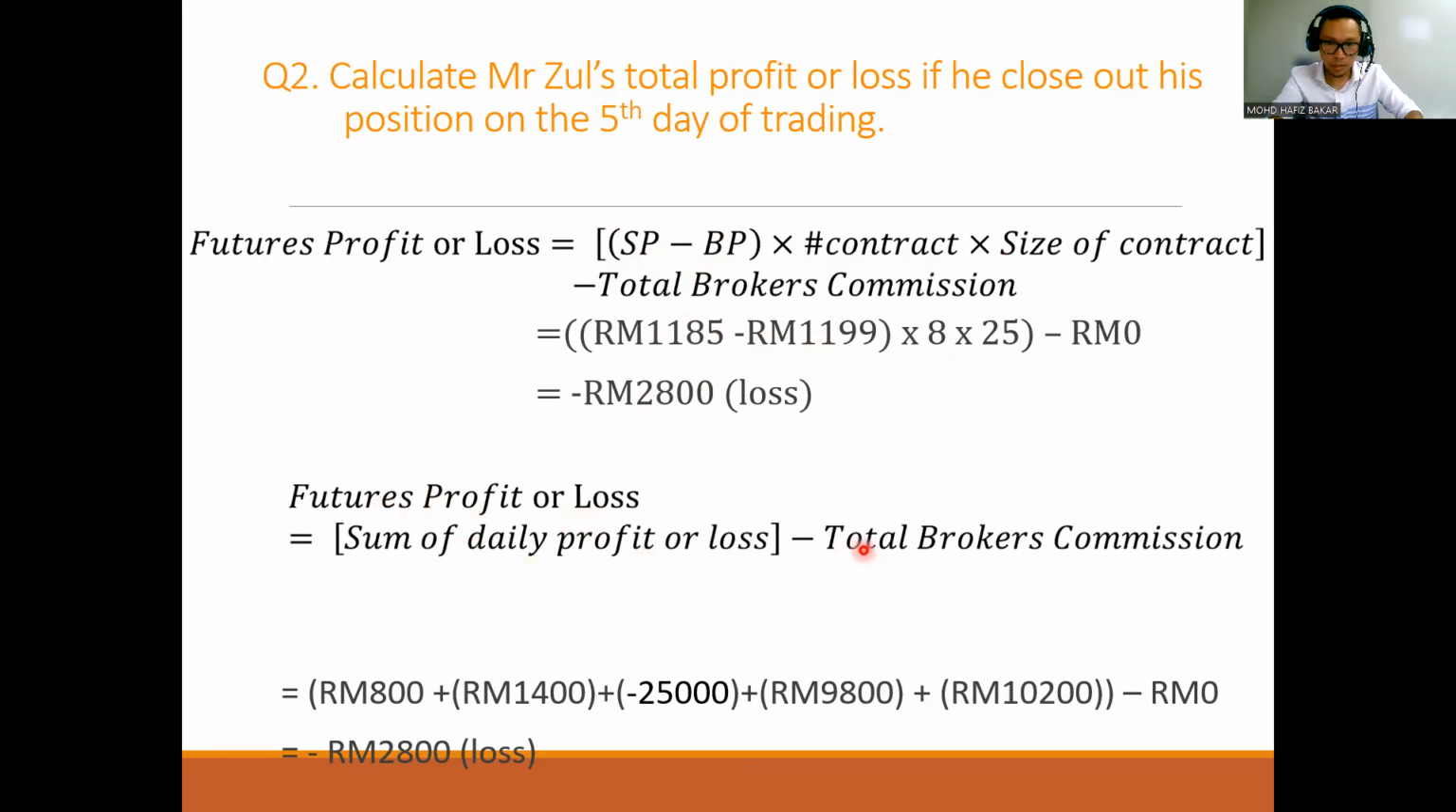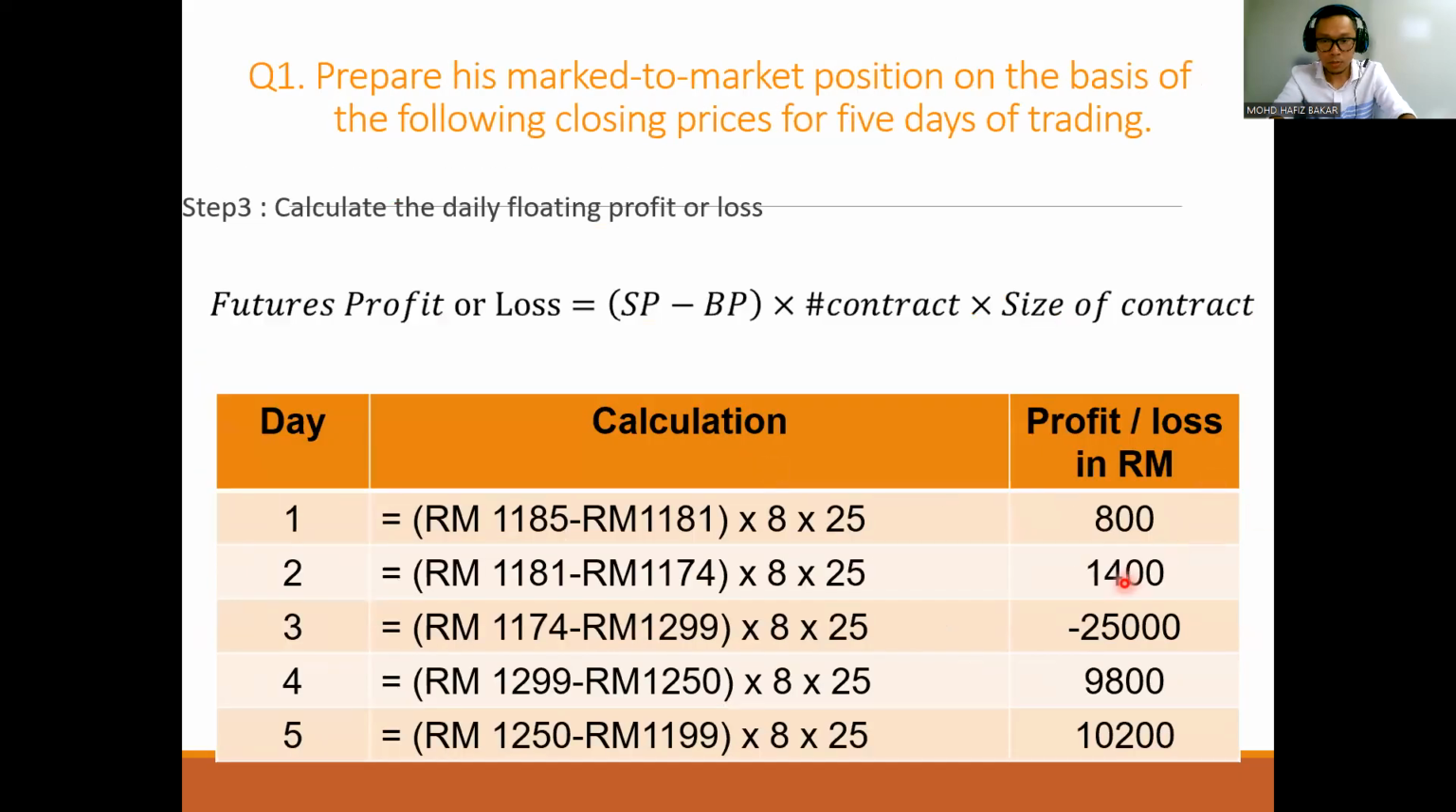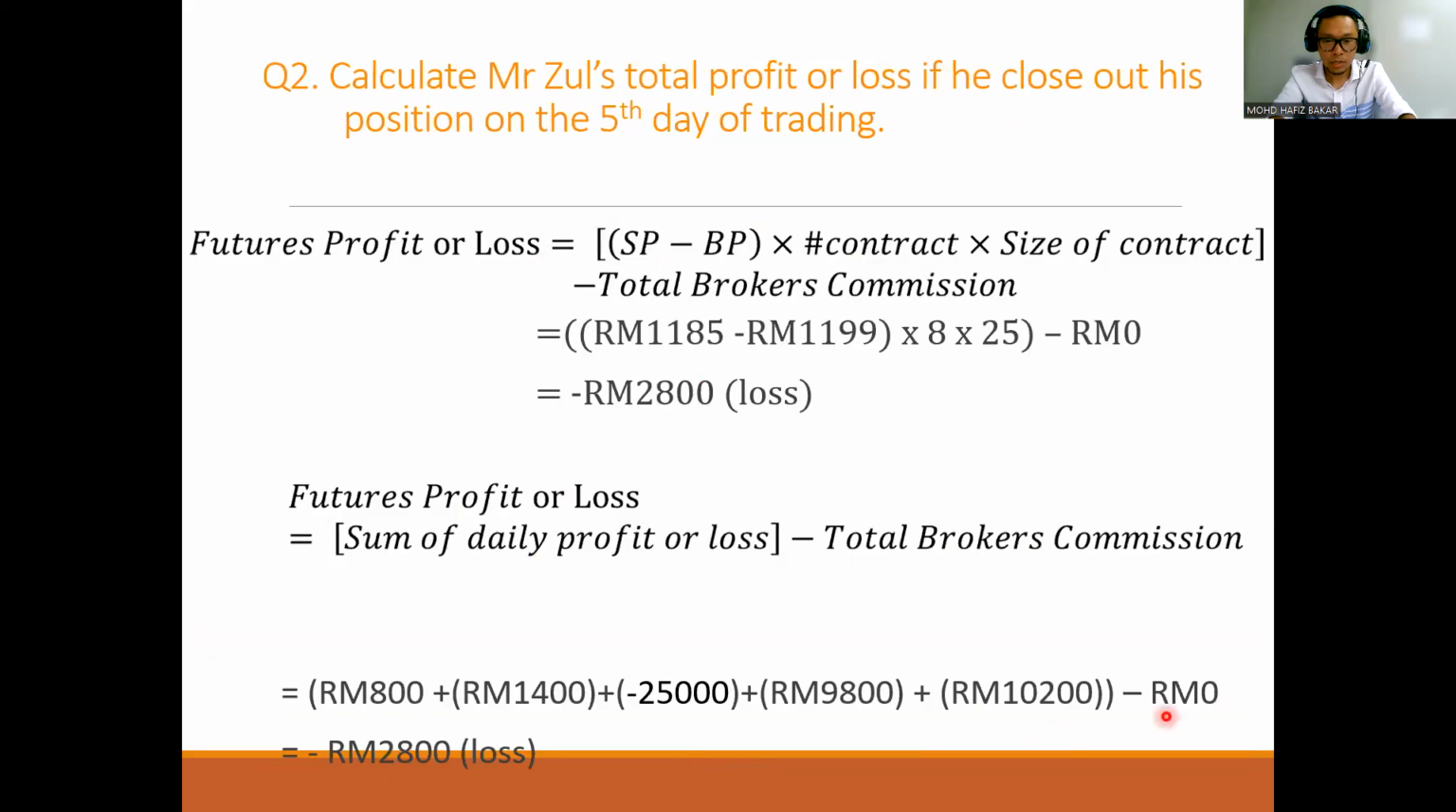Which is profit or loss: sum of daily profit or loss minus the total broker's commission. So 800 yang you dapat daripada every day punya profit tadi. 800 plus 1,400 minus 25,000 plus 9,800 plus 10,200. So you getting, lepas minus dengan 0, so dapat 2,800 loss. Okay, so samalah pengiraan dia.